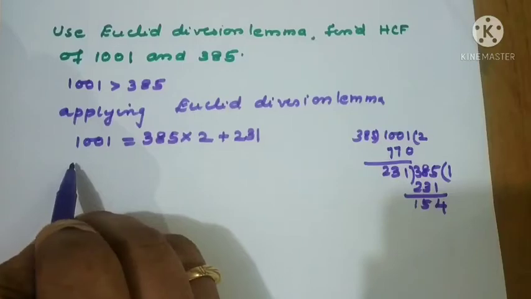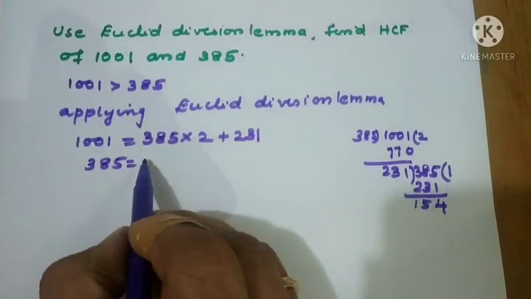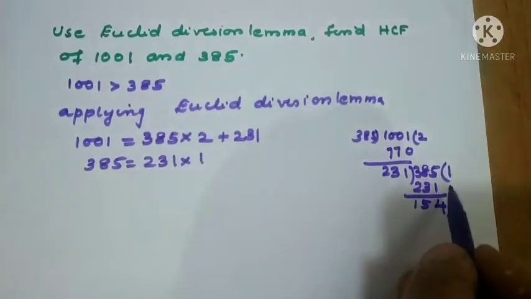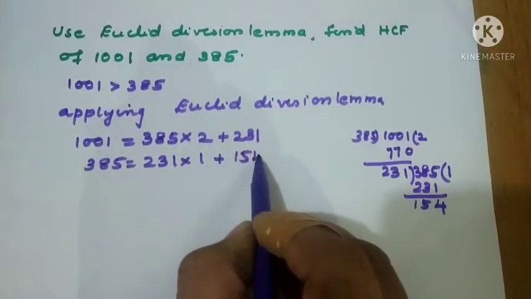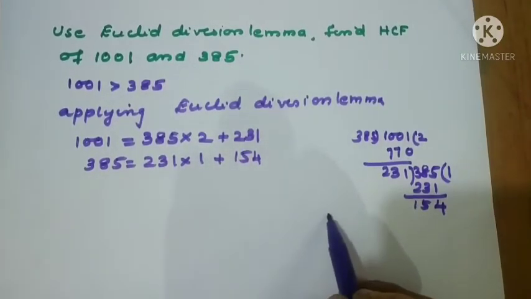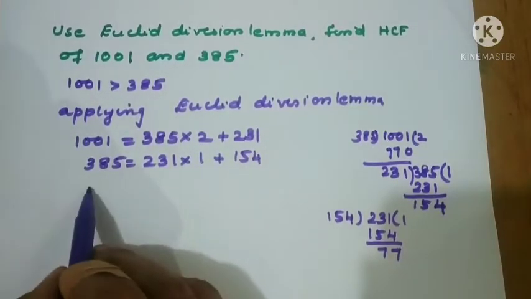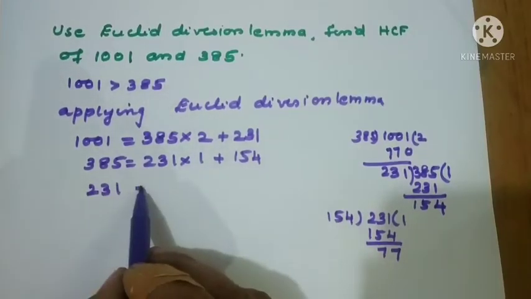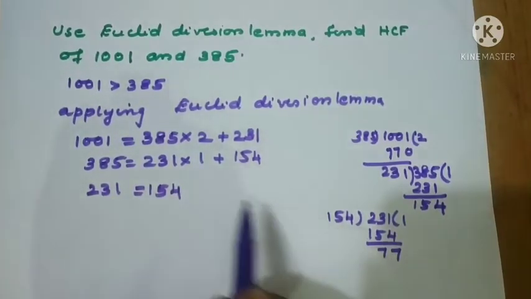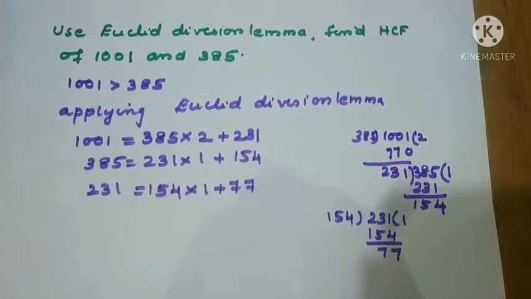So again we can write here 385 equals divisor 231, quotient 1, remainder 154. Again I can take 154 here. The last divisor is 231. How many times will it go? 1 time, 154 and 77. How to write this step? So 231 will be the dividend and 154 the divisor, the quotient is 1 and the remainder is 77.